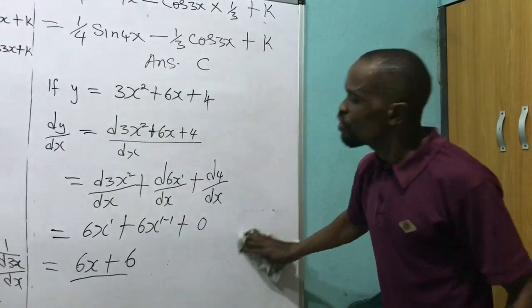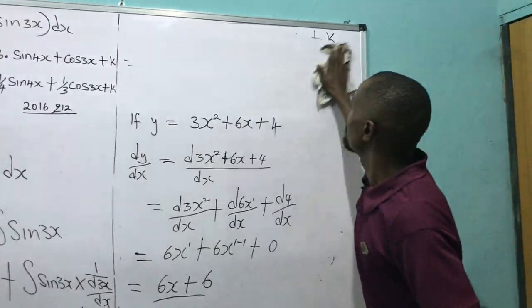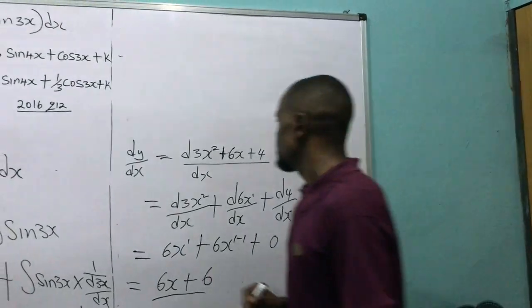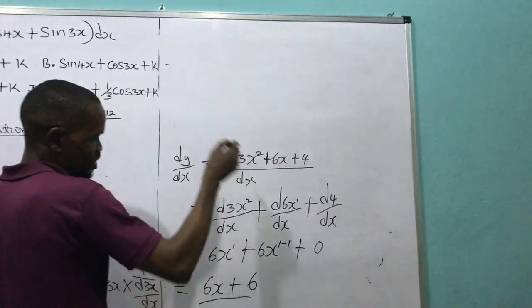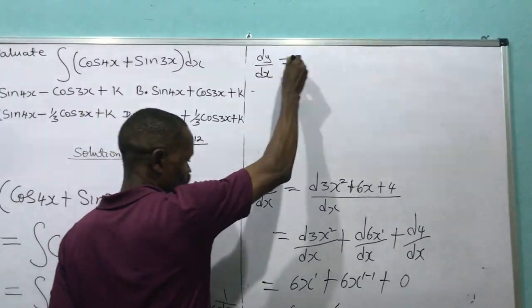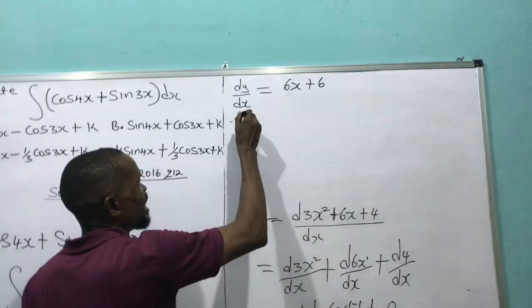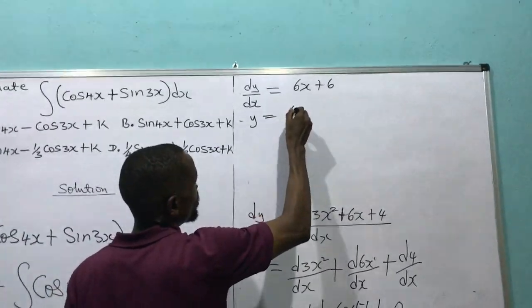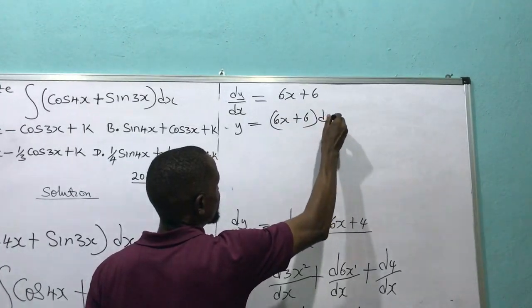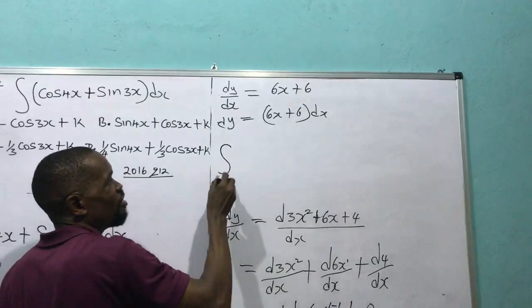Then now, this one was differentiated. Let me integrate that value. I want to tell you why we have that constant. What we have here is that dy dx is equal to 6x plus 6. Then I can now say that y is equal to the integral of 6x plus 6 dx. Then what am I doing? I have the integral of what?